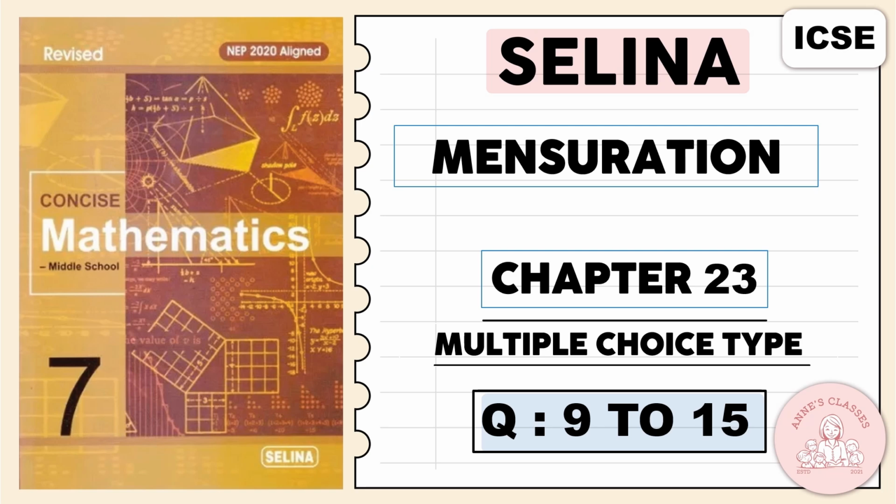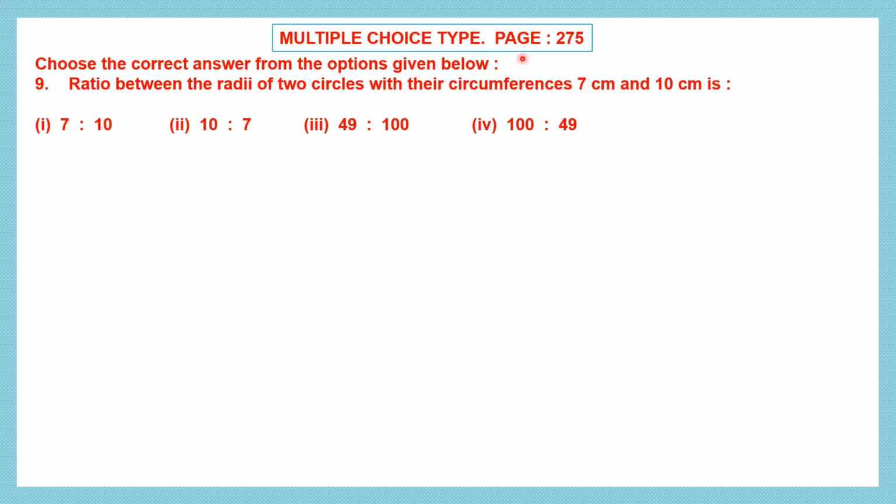Let's do Mensuration, chapter 23, the multiple choice type. Page number 275. Choose the correct answer from the options given below and we are doing question 9. The ratio between the radii of two circles with their circumferences 7 centimeters and 10 centimeters is one of these answers. So here we begin by saying, let the radius of the first circle, remember we're going to find the ratio between the radii of two circles.